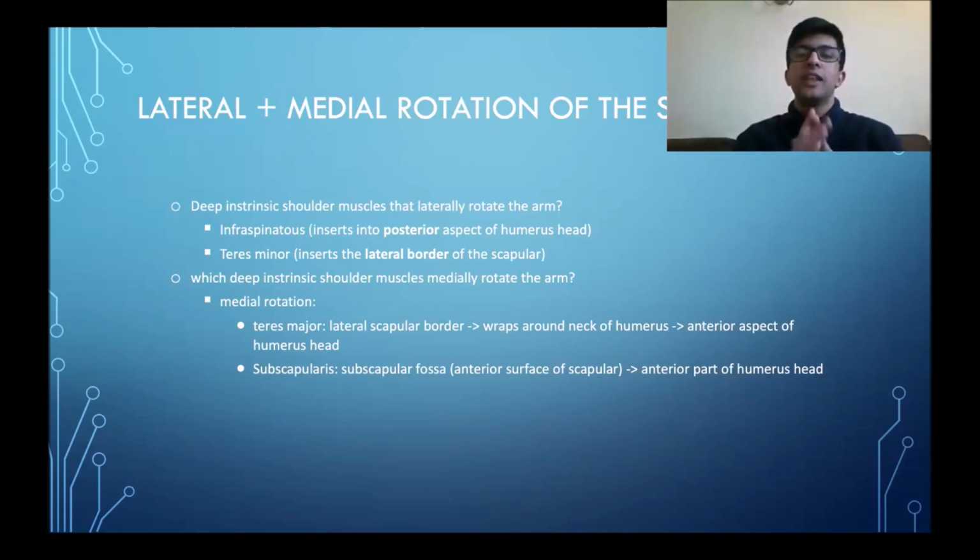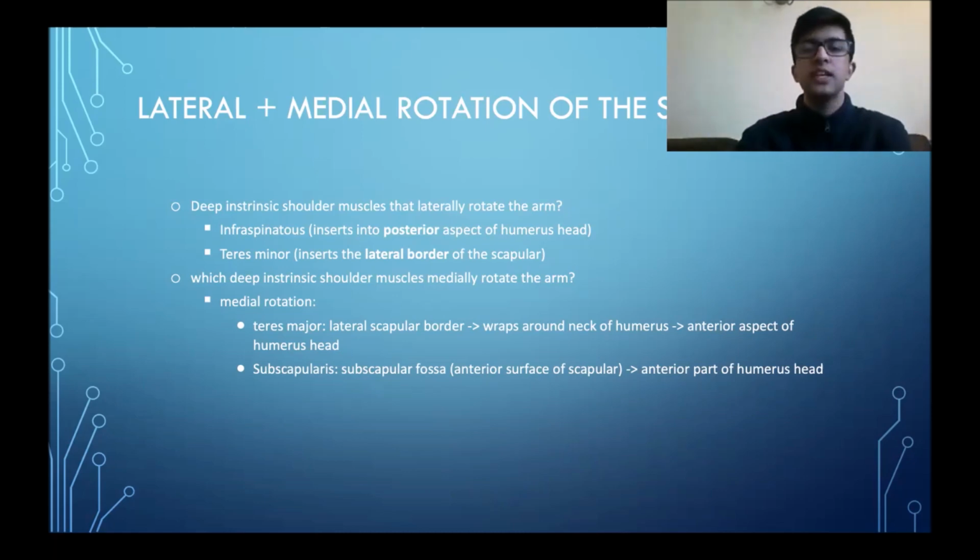Okay, so lateral and medial rotation of the shoulder. You have deep intrinsic shoulder muscles, where intrinsic means intrinsic to the shoulder, and these deep muscles laterally rotate the arm. This is something you can just appreciate and then memorize because it actually makes sense. Infraspinatus: you have the spine, and beneath the spine, infraspinatus inserts into the posterior aspect of the humerus head. The teres minor inserts to the lateral border of the scapula.